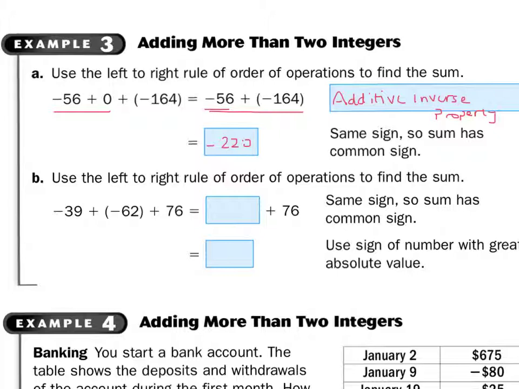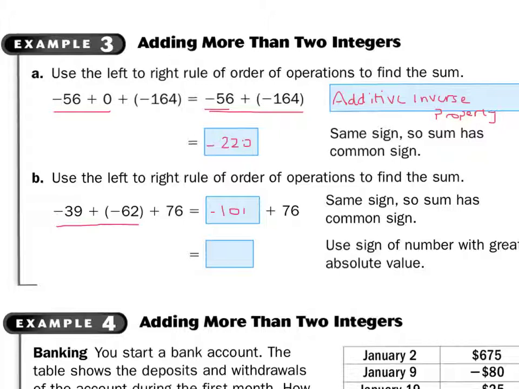For B, we're doing negative 39 plus negative 62 plus 76. Again, we're going to use our left to right rule. Negative 39 plus a negative 62, they have the same sign, so you add the numbers together. That's 101. But since they're both negative, that's going to be a negative 101.